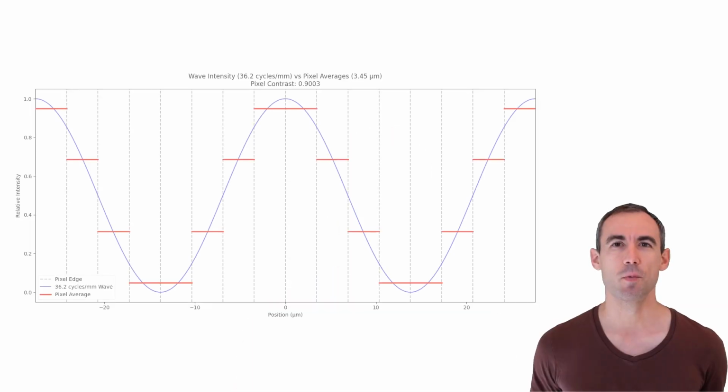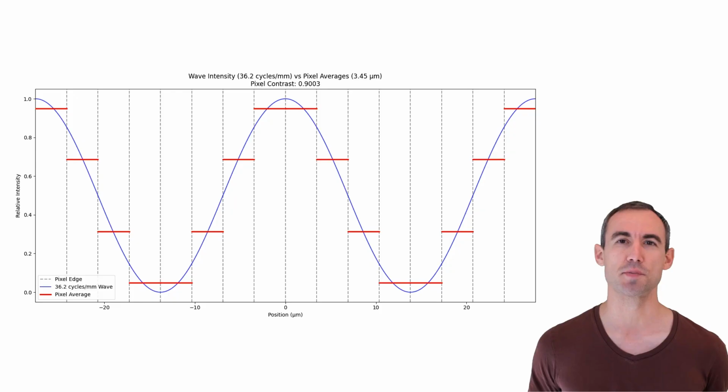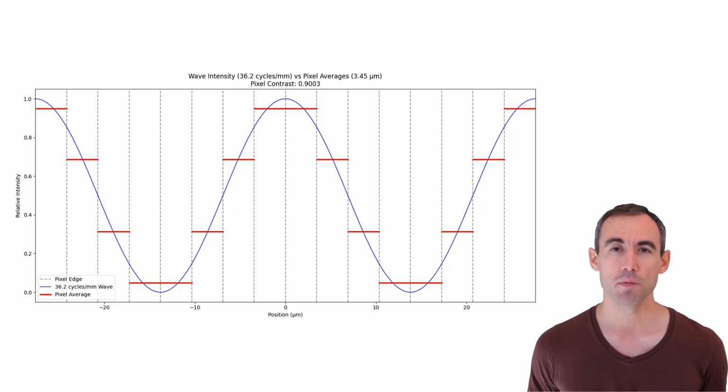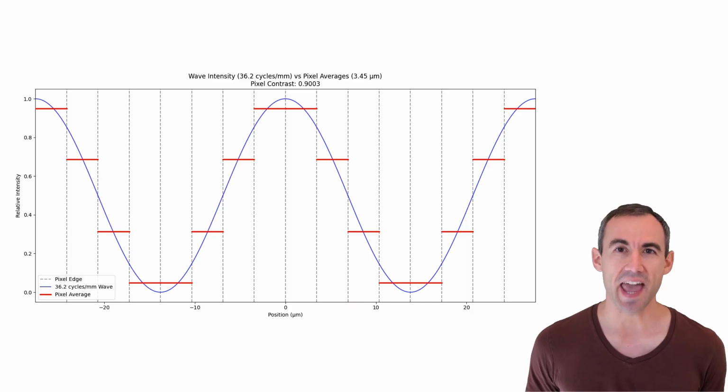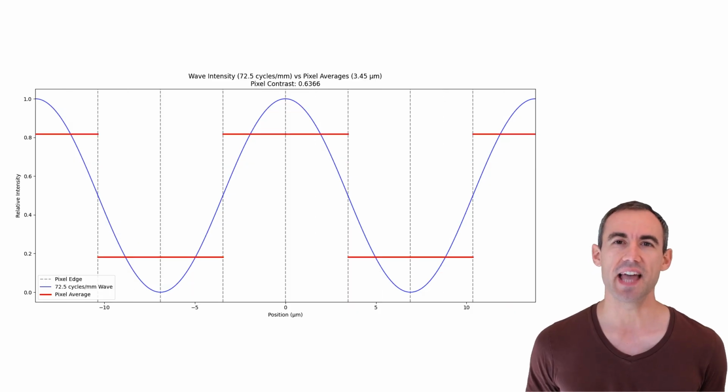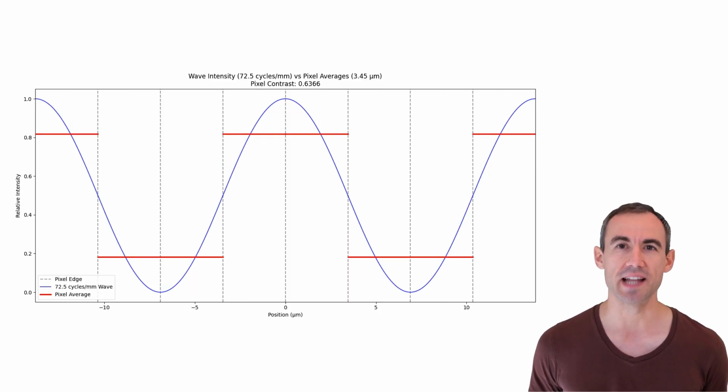For example, this is a wave with a frequency of 36 cycles per millimeter, and the vertical lines represent the boundaries of the pixels on our sensor. If light of that wave pattern hits our sensor, then the pixels will report the average, or sum, of all the light that reaches them. And if we compute our contrast, then you can see that this averaging slightly reduced the minimum and maximum intensity of the light. So our contrast has become a little smaller. If the frequency of the wave increases, then this averaging has a larger effect and our contrast goes down, as you can see in this visualization.